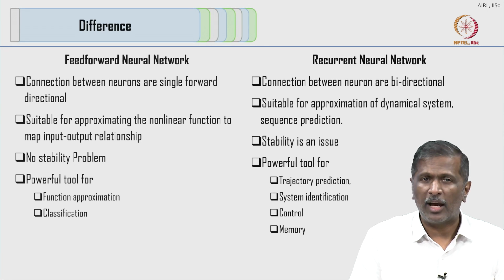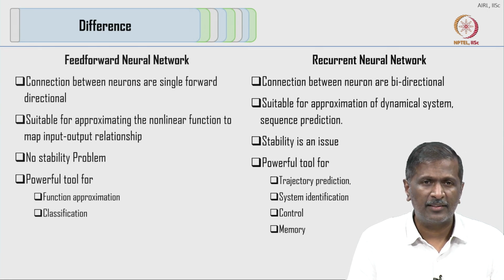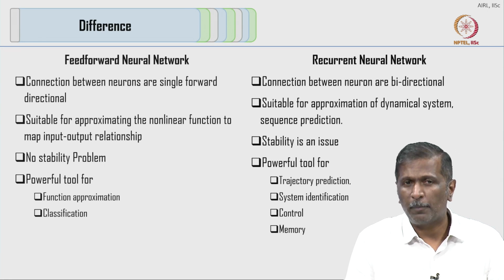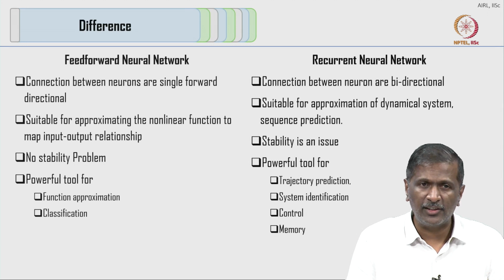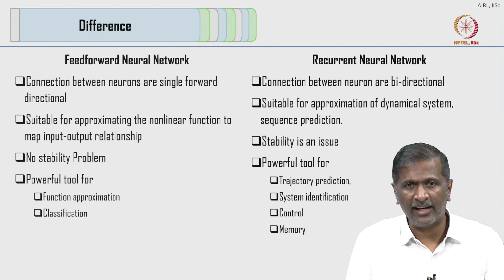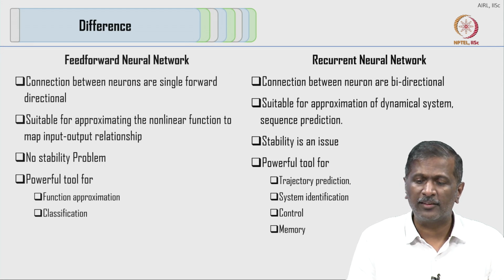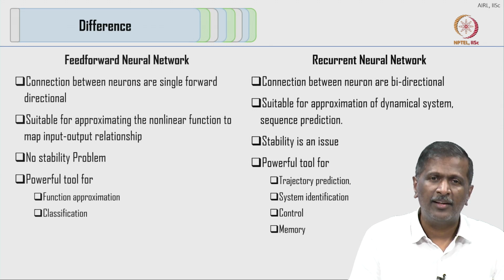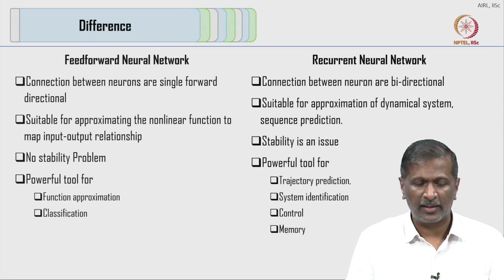From the application perspective of feedforward neural networks, they are very well suited for approximating any nonlinear function to map the input-output relationship. On the other hand, recurrent neural networks are suitable for system identification, control, sequence prediction, and those kinds of problems.